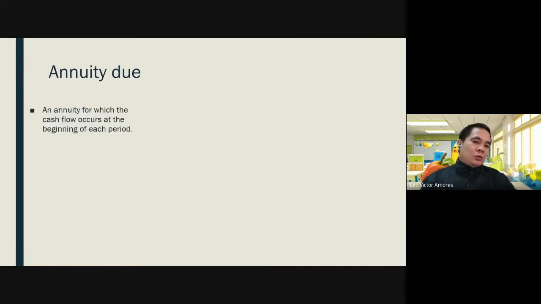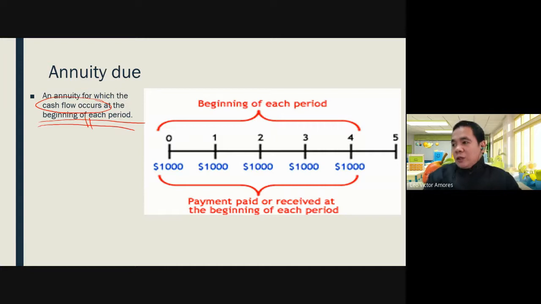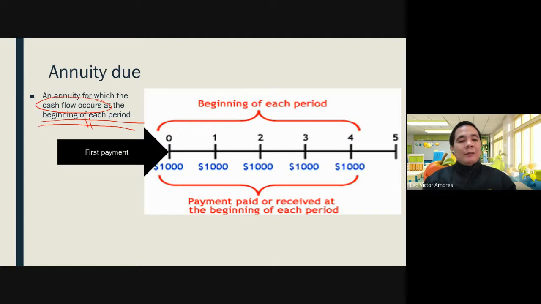Annuity due. Annuity due is an annuity for which cash flows occur at the beginning of each period. Remember, the beginning of each period. An example is borrowing to buy a motorcycle, where your payment is usually in cash and you make a down payment one month in advance. So the first payment for this problem occurs at year 0. It is still 5 payments, but it starts at year 0.